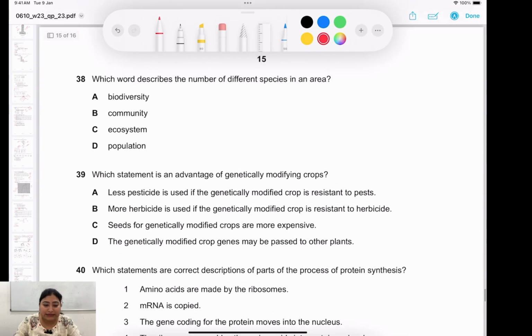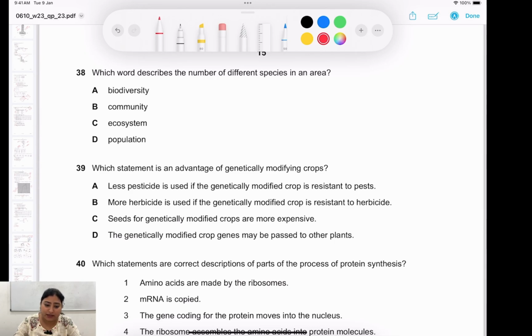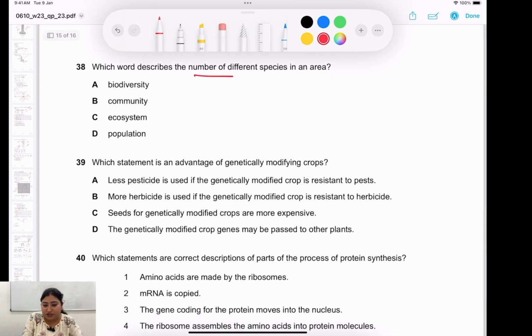Okay, question number 38. Which word describes the number of different species in an area? When you have all the organisms of the same species, it is a population. When you have the number of different species in an area, it is definitely a community. Okay, so community is basically the number of different species in an area.